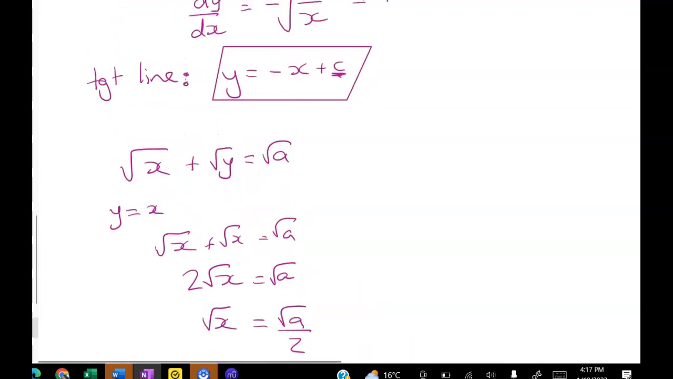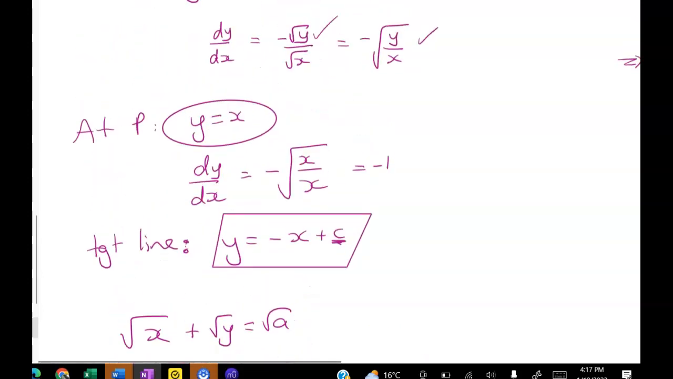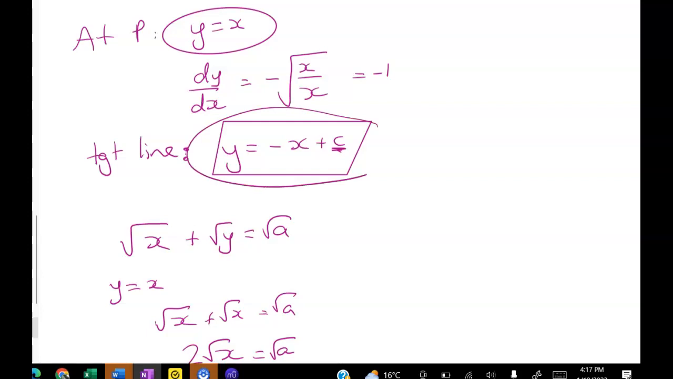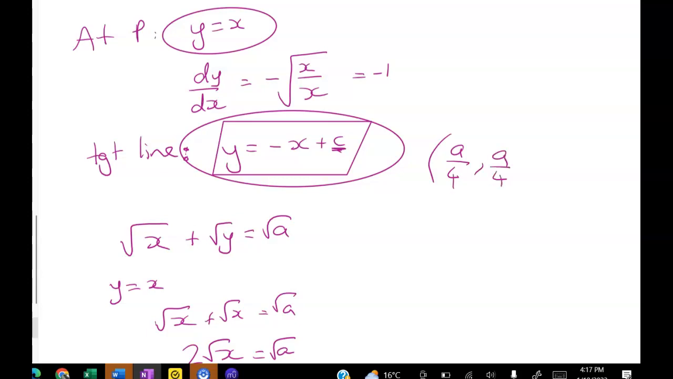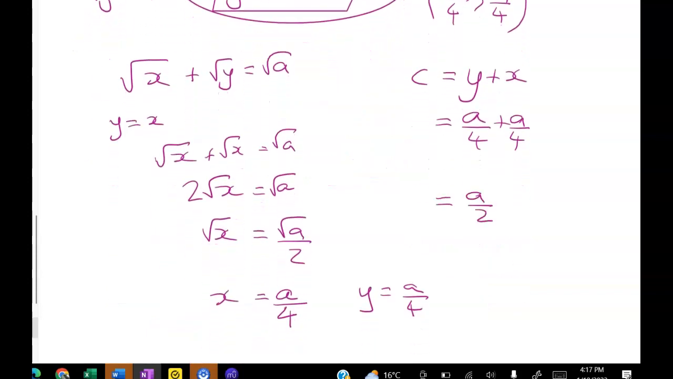So coming back to our equation, it is going to be y is equal to negative x plus c. And now we know that a on 4 is on that line. So substituting that in gives me c is equal to y plus x, which is equal to a on 4 plus a on 4, which is equal to a on 2.